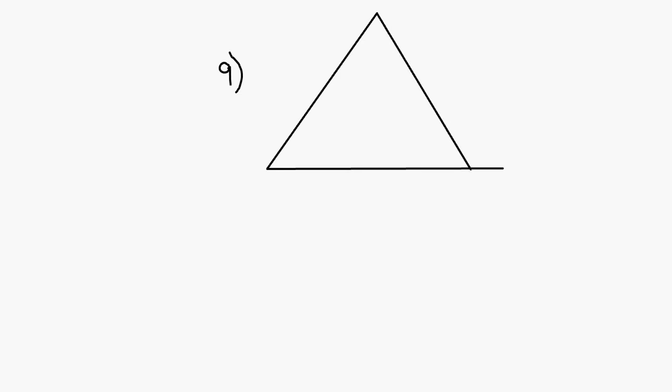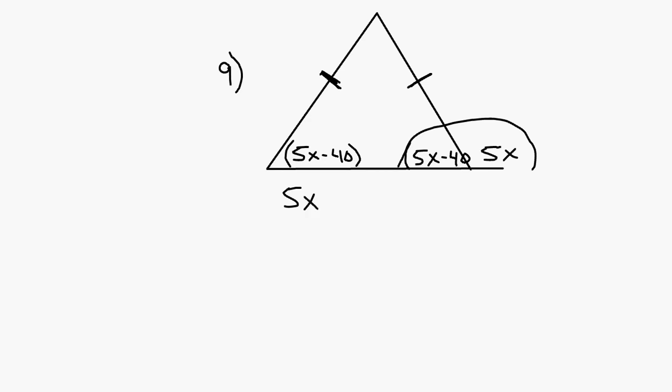Number 9. In number 9, you're asked to find the value of x. Again, it's an isosceles triangle. If the two sides are the same, then the angles opposite those sides are the same, which means that this angle right here is 5x minus 40. These two angles form a linear pair. So 5x minus 40 plus 5x is equal to 180.